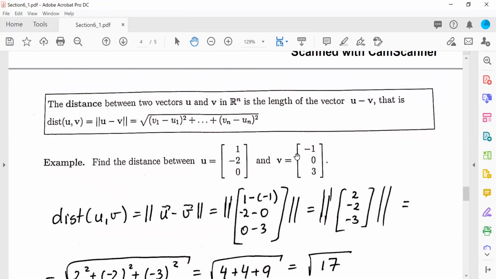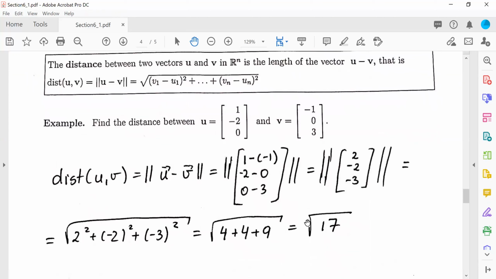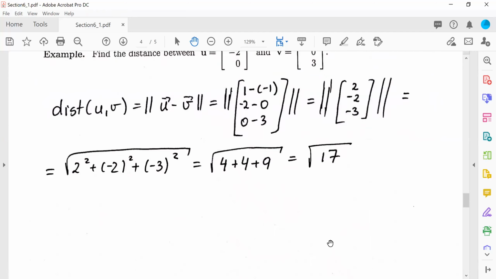So we have the norm and we subtract u minus v. 1 minus negative 1, 2 minus 2, which is 0, 0 minus 3. We get this vector, and now we need to find the norm or the length. So we have the square root of the first coordinate squared plus the second coordinate squared plus the third coordinate squared, and then we perform this, and I believe 8 plus 9 is 17.